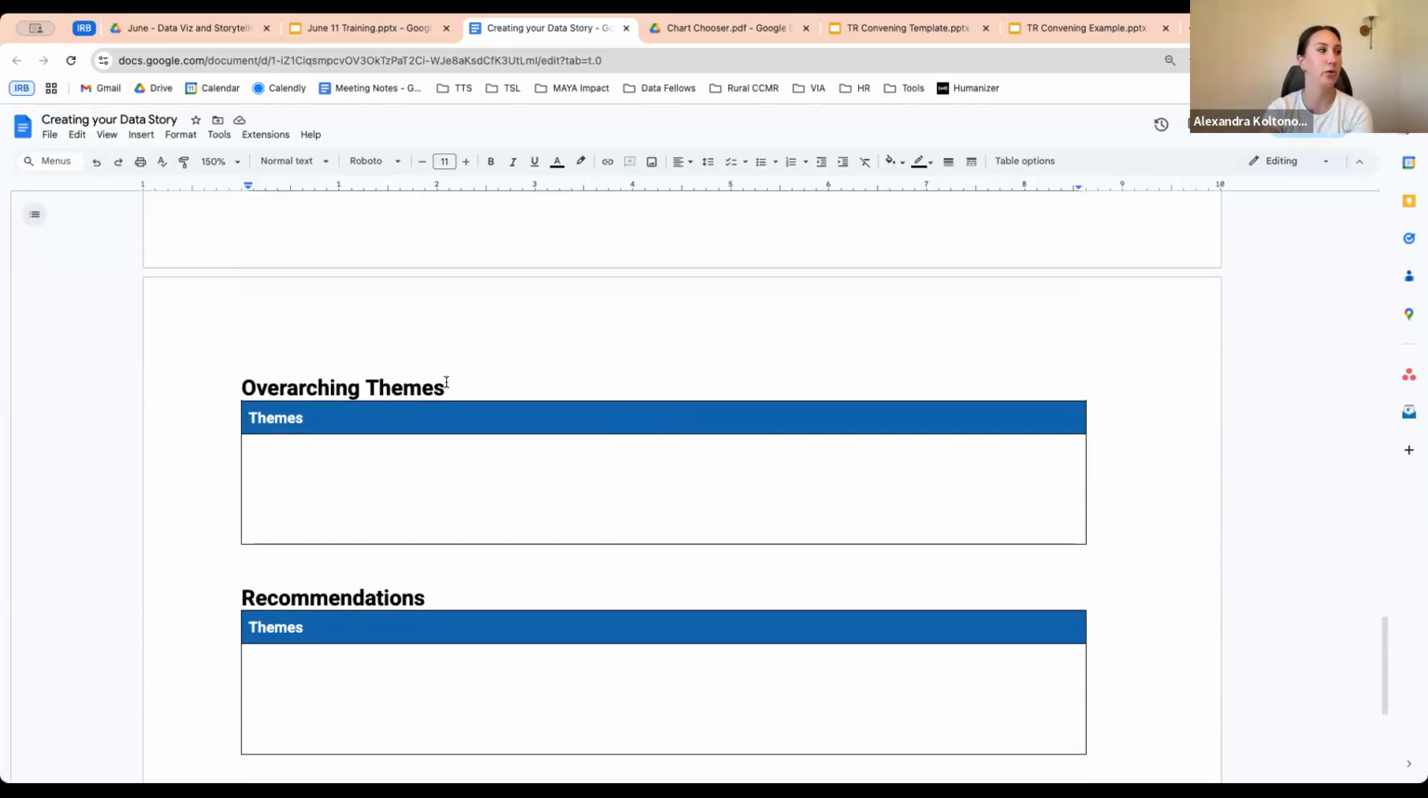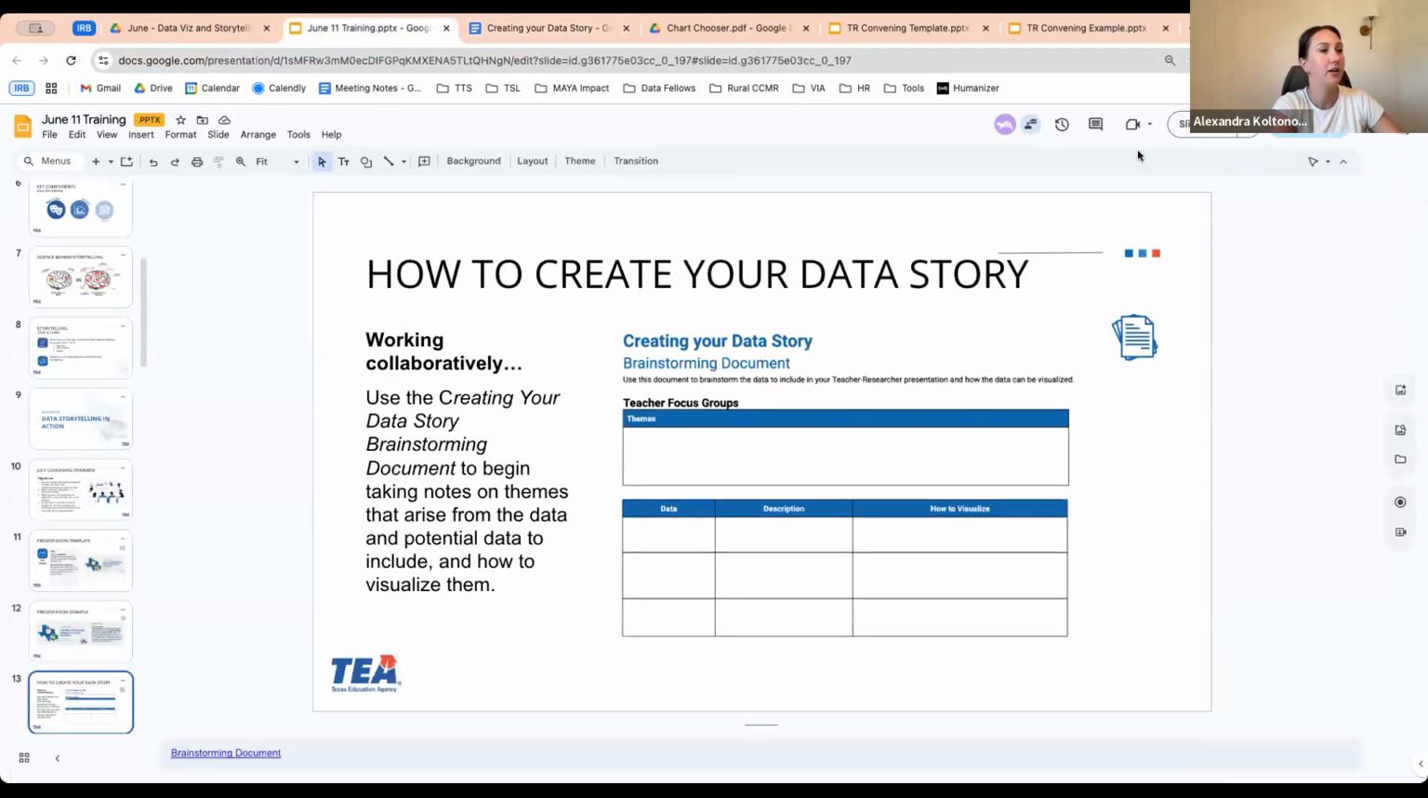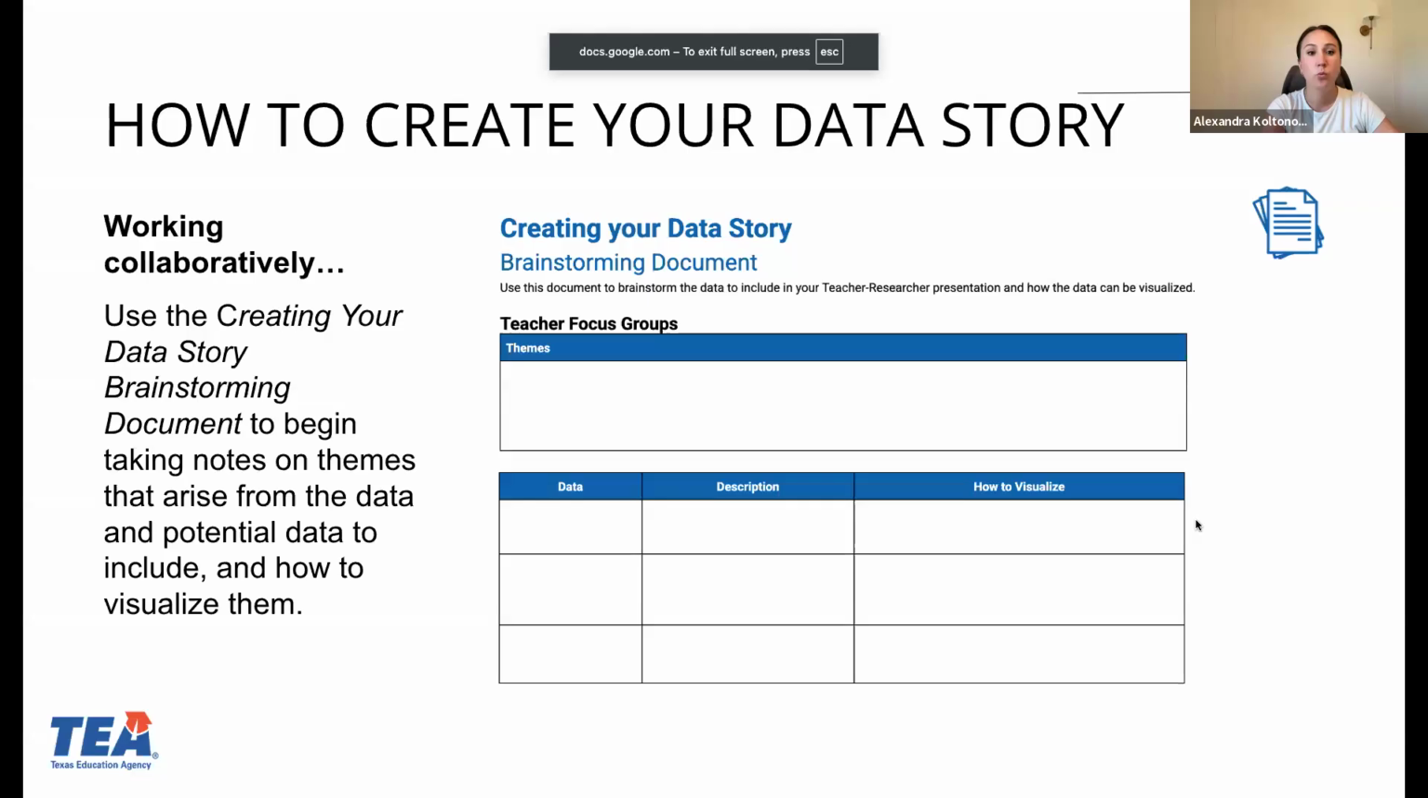And then at the end is when you'll go through and think about what are some overarching themes across these three data collection tools, and what are some recommendations that I could imagine from that. So again, that's just a high level overview of that document. In the next slides, we're going to walk through how to actually use that.